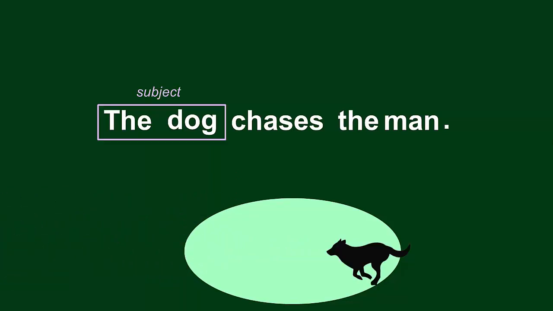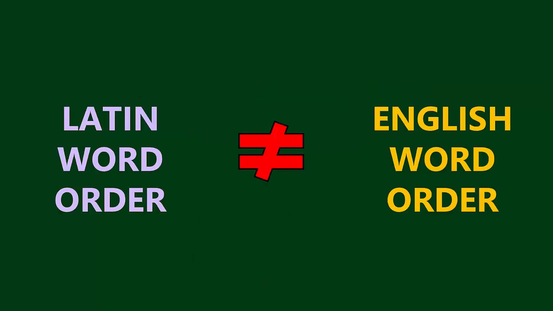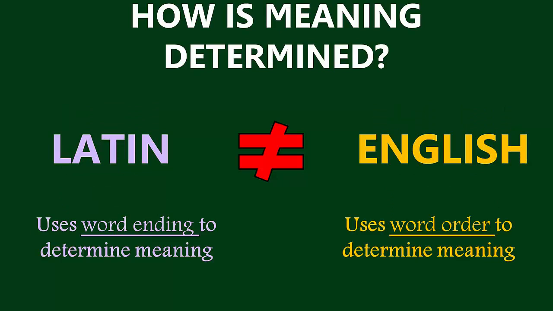In English, the standard word order is subject, verb, direct object. If you don't know or don't remember what the terms subject and direct object mean, don't worry about that. The next lesson will give you a chance to brush up on some English grammar. In the meantime, all you have to know is that Latin word order is different from English. And how different? Very different. Whereas in English, word order is the main signifier of meaning, in Latin, word order is not the main way that you find out what a sentence means.